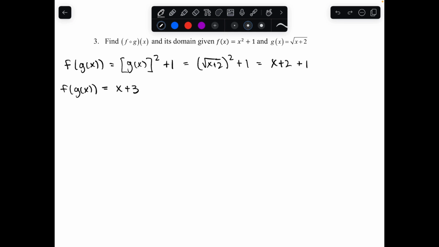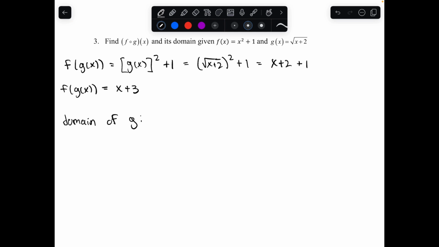Now it's time to find the domain of our composition of functions. Now you need to be careful. You might be tempted to say that you can plug anything into x plus 3, and really you're right. However, we need to consider the domain of our input function as well. So, what's the domain of g of x? Now, what numbers can we not plug into a square root function? We can't plug in negative numbers.